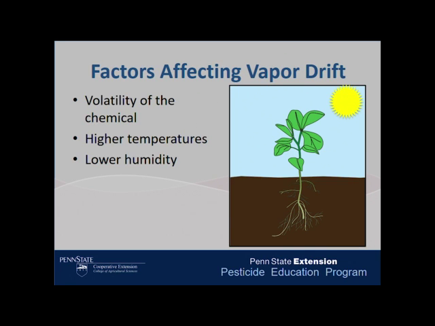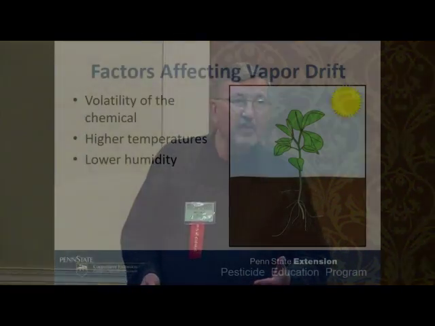Okay, let's go to vapor drift. The volatility of the chemical. Obviously, the more volatile it is, the more likelihood it will go to a gas and move off-site. The higher temperatures certainly increase the volatility and the movement of that gas, and certainly lower humidity.